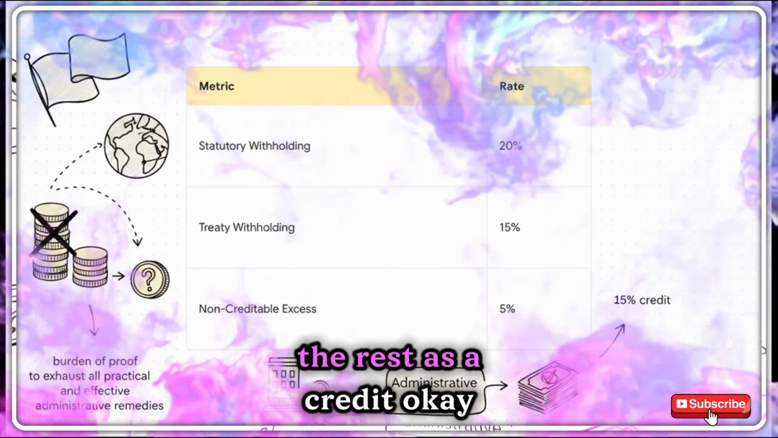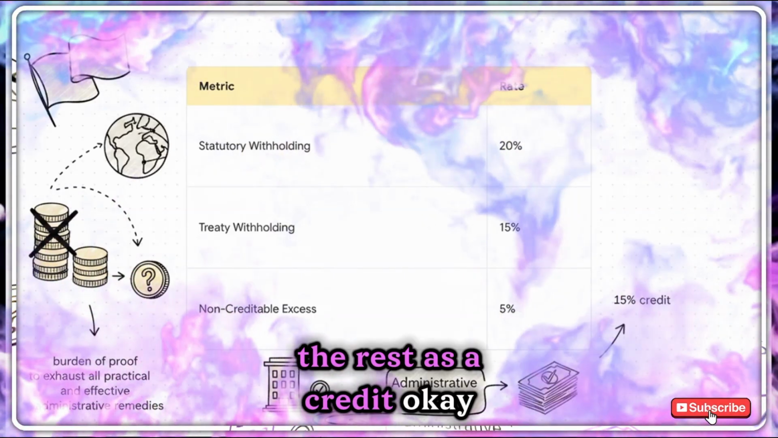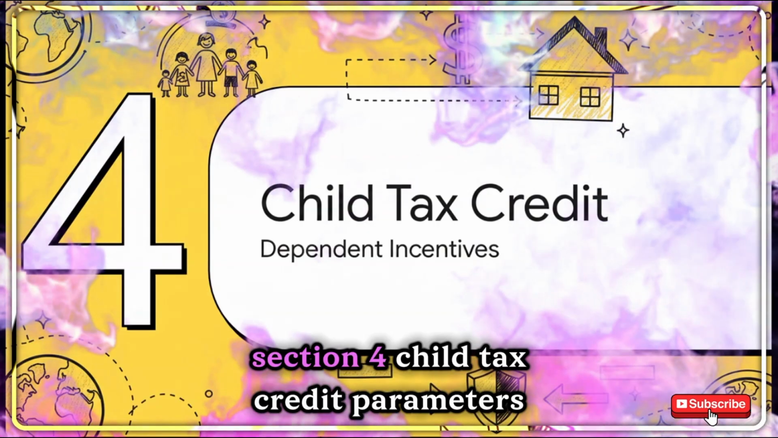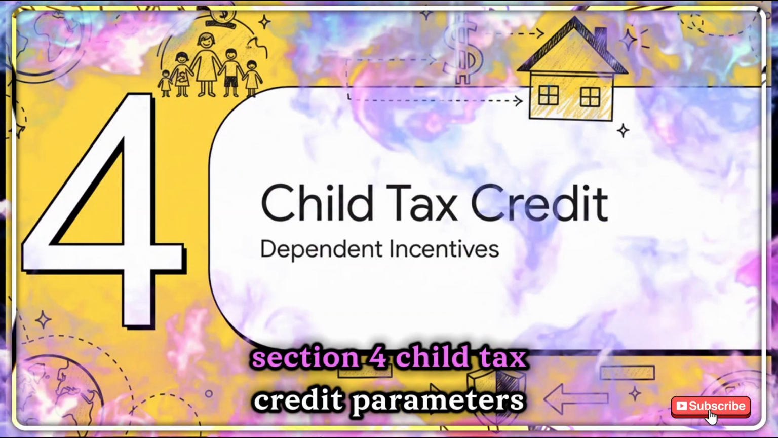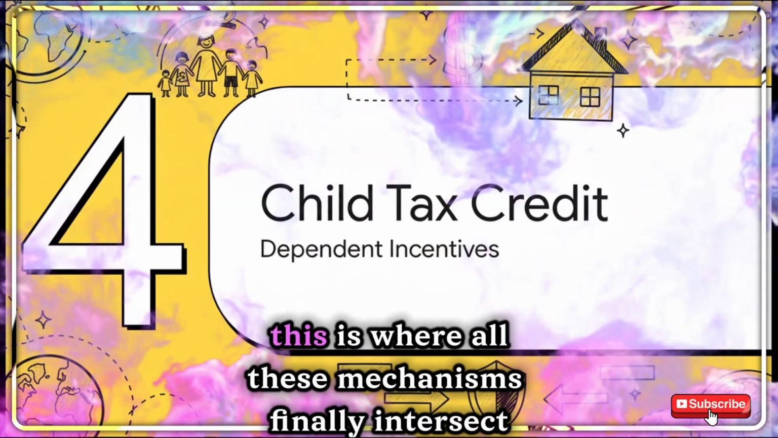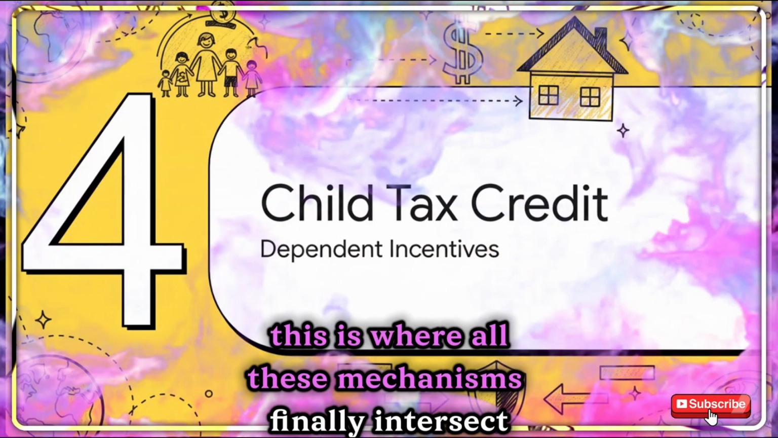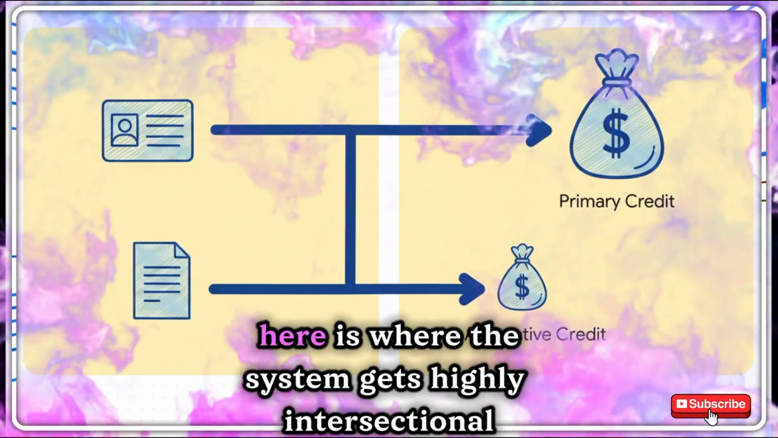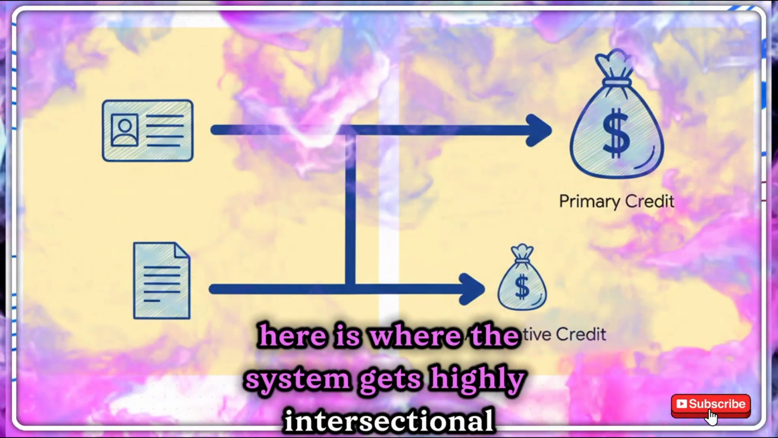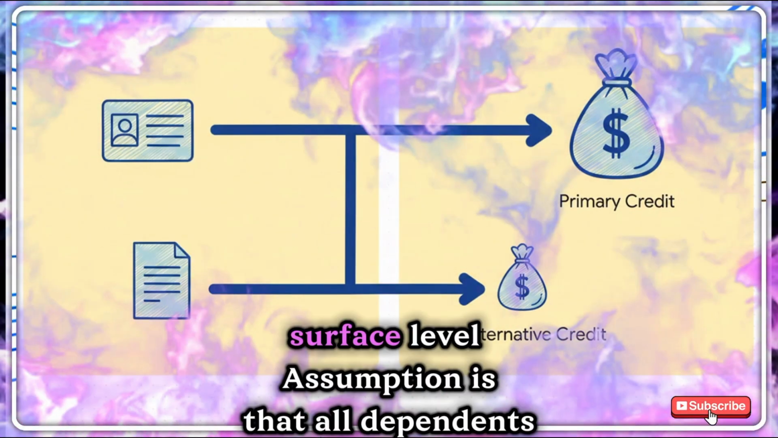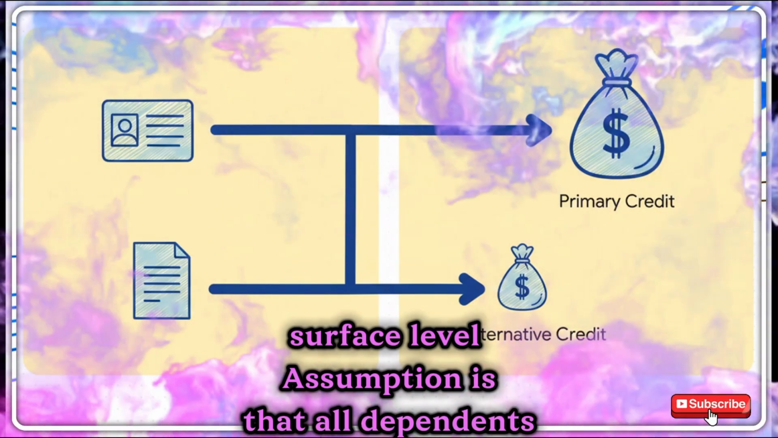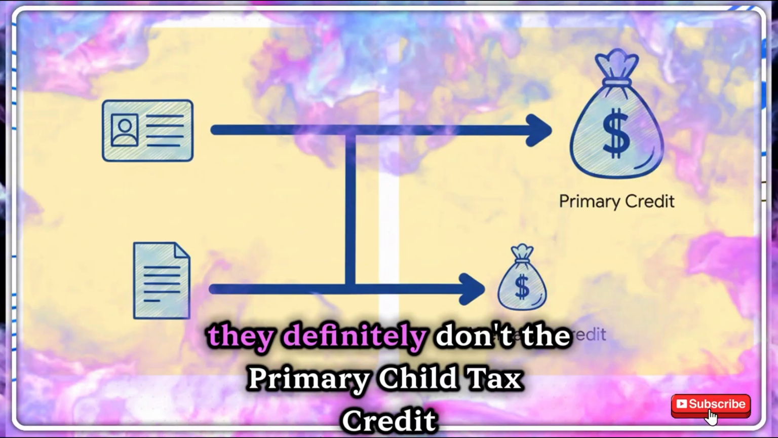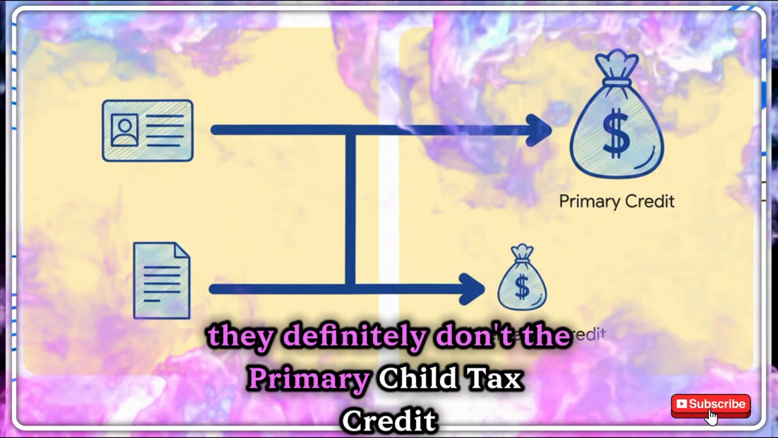For that primary child tax credit, the statutory requirements are non-negotiable. The dependent must be under age 17 at the end of the year, they must be a U.S. citizen, national, or resident, and they cannot have provided over half of their own financial support. If you're living overseas, making sure your child meets that citizenship or residency criteria and actually possesses the correct SSN is the absolute central pillar of your financial strategy as an expat parent.